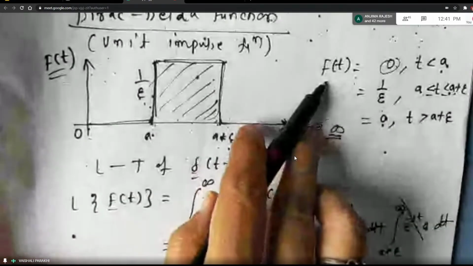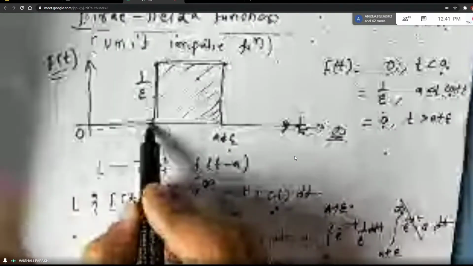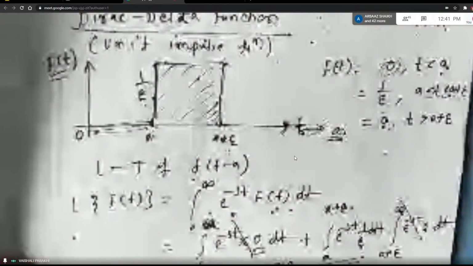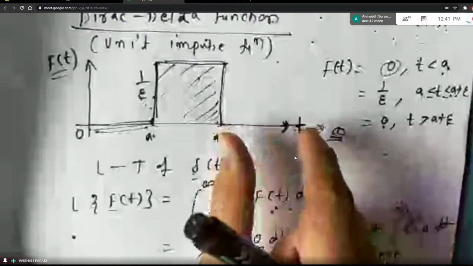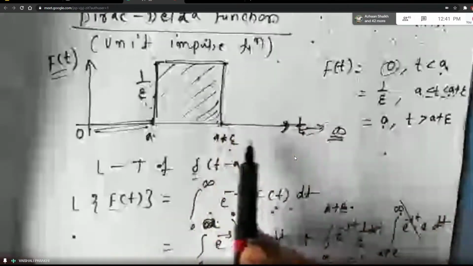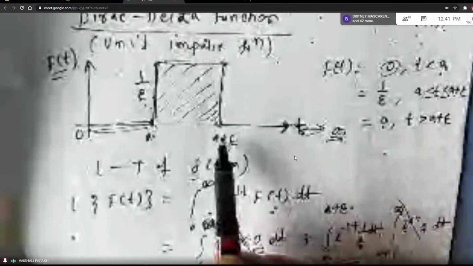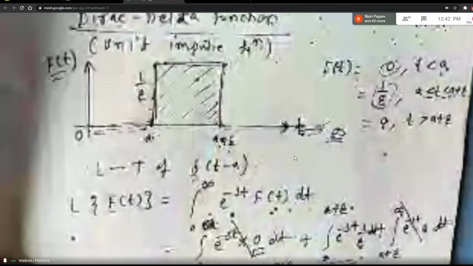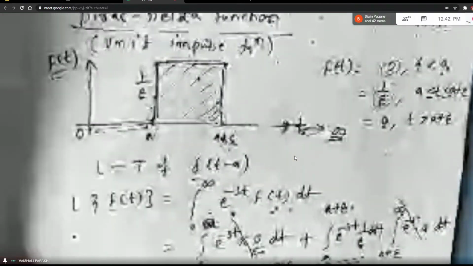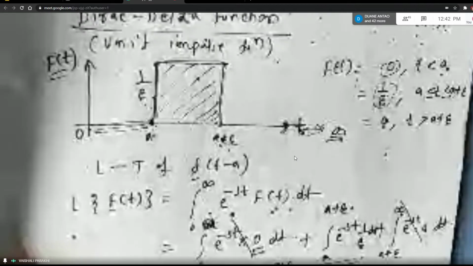Now this function is defined as 0 when t is less than a. So if you see this part, there is no function, there is no curve. So what is the value of the function here? It is 0. This last part also, greater than a plus epsilon, it is 0. But within this range, a to a plus epsilon, the value of the function is 1 by epsilon, which is the height of this rectangle. What is epsilon? Epsilon is a very small number. So in mathematics, whenever we are talking about a very small number like 0.000001 or something, we use the letter epsilon.